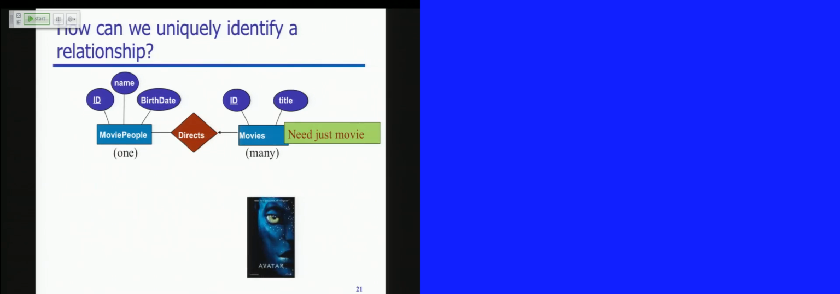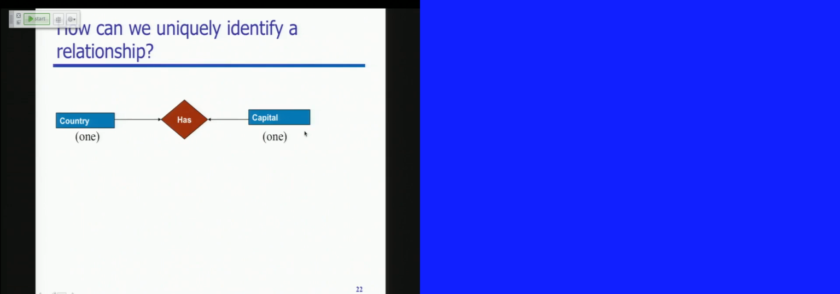Previously we needed the key from both sides. In one-to-many we needed it just from this side. What about one-to-one? If I have a one-to-one relationship, what would be the key for that relationship?